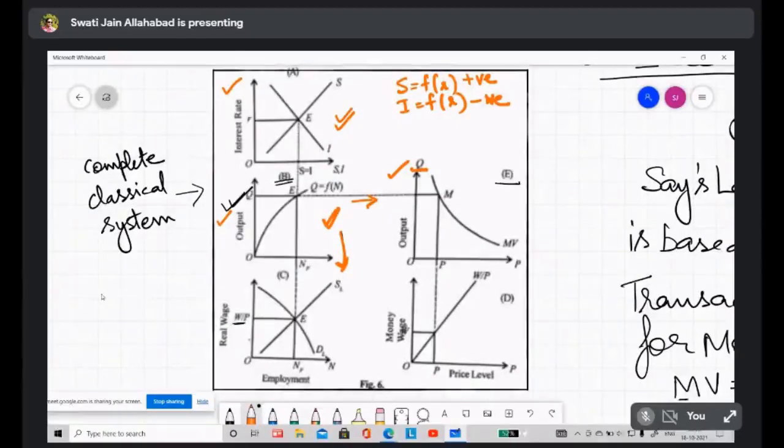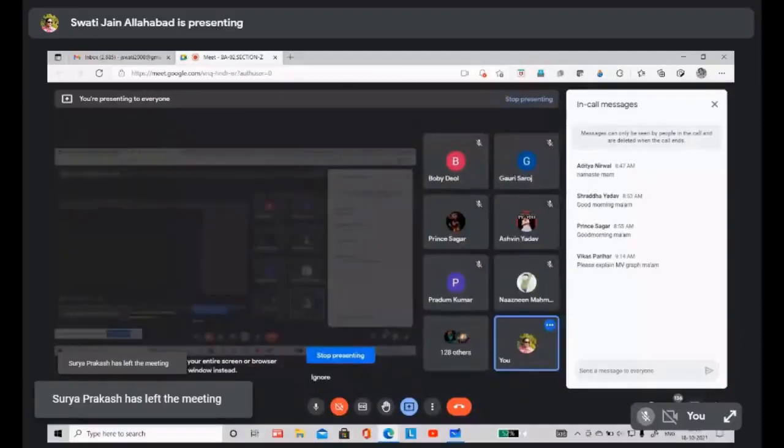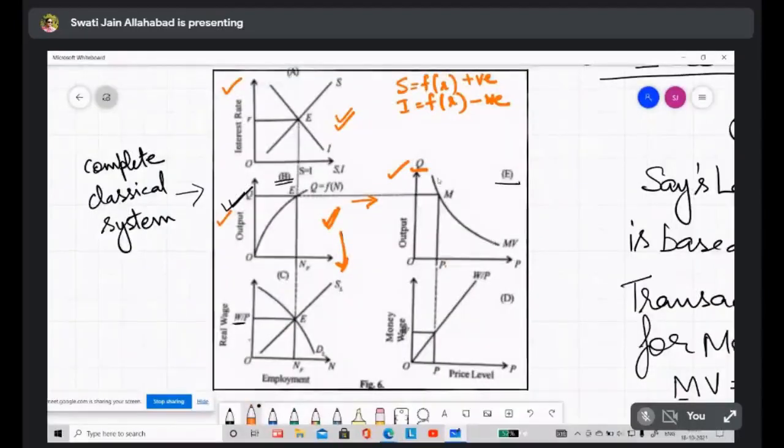Once output is determined with a given money supply, your price level is determined, and at the same time, saving and investment both are the function of interest rate. So it is all given. Again, it is assumed that it is all given. Okay, so you want to understand this MV graph. See, MV means demand for money. Okay, now demand for money is given.